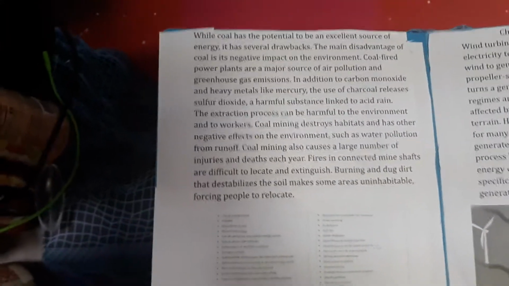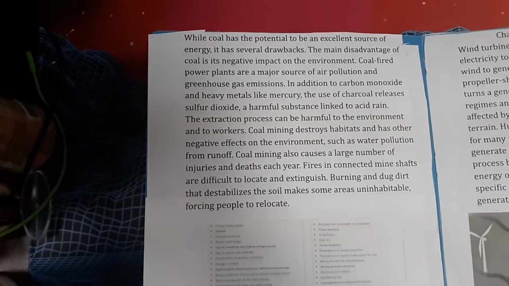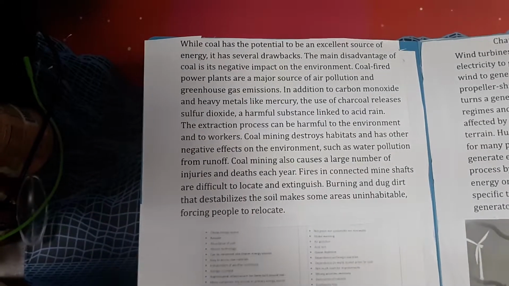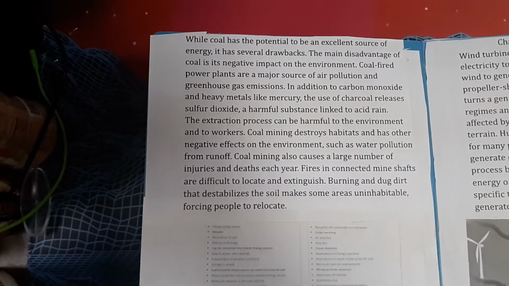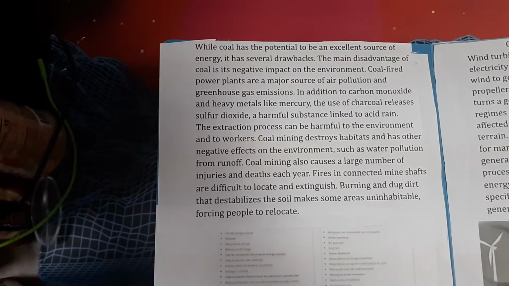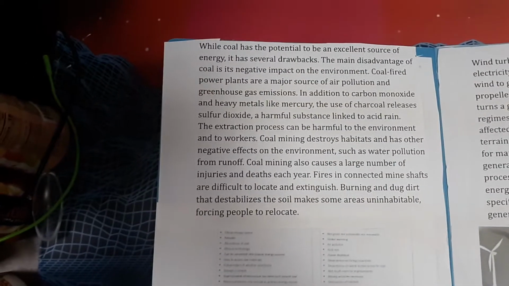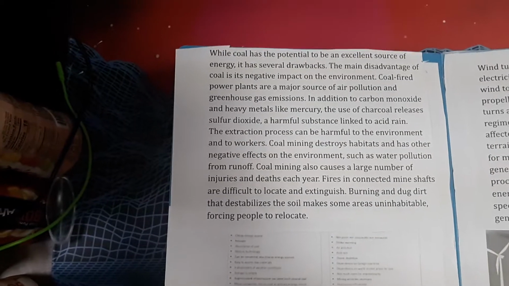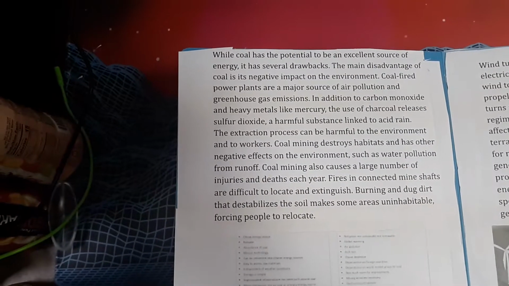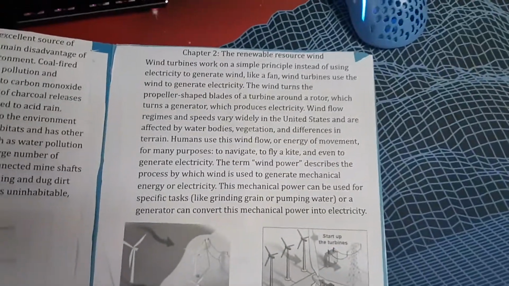Some of the cons: the main disadvantage to coal is its negative impact on the environment. Coal-fired power plants are a major source of air pollution and greenhouse gas emissions. In addition to carbon monoxide and heavy metals like mercury, coal use releases sulfur dioxide, a harmful substance linked to acid rain. Also, coal mining destroys habitats and has other negative effects on the environment, such as water pollution from runoff. So chapter 2, the renewable resource wind.